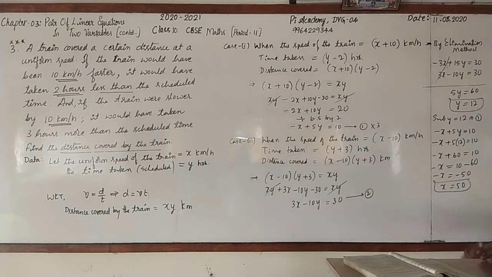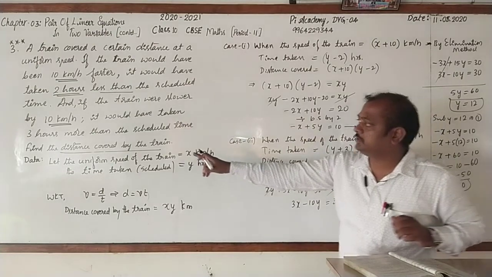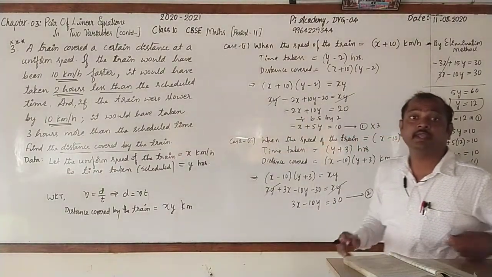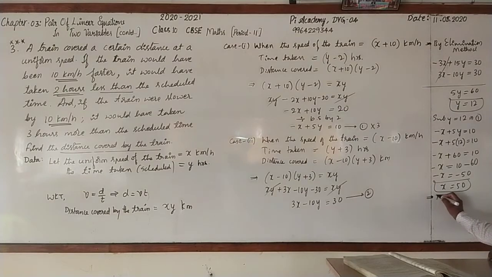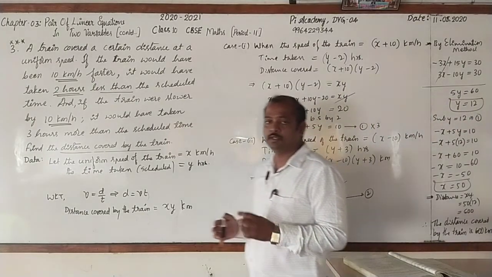Clear? But what are we going to find out? Distance covered. Distance covered is nothing but x into y. Here I will write, distance is equal to x into y, where x is 50, y is 12. 12 fives are 60, so 600 kilometers. Therefore, the distance covered by the train is 600 kilometers. Did you understand?